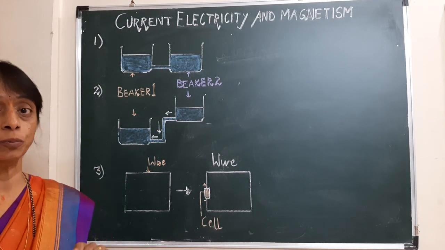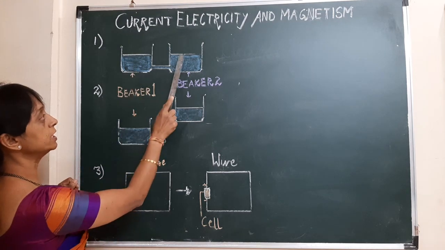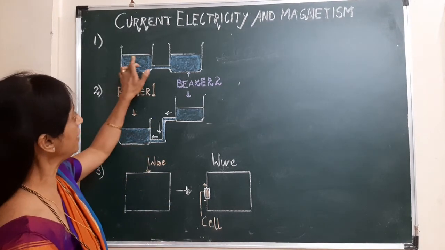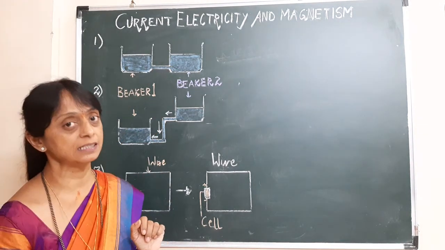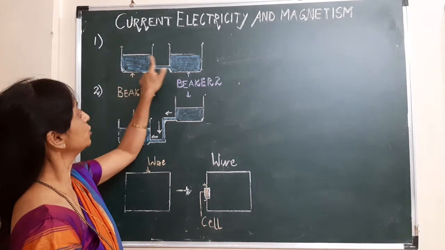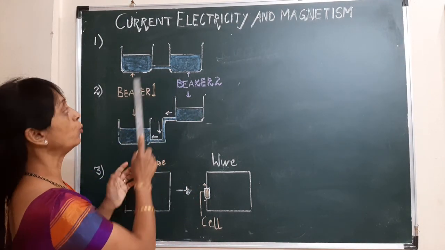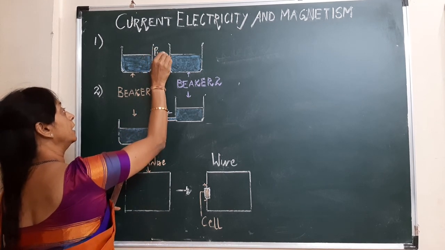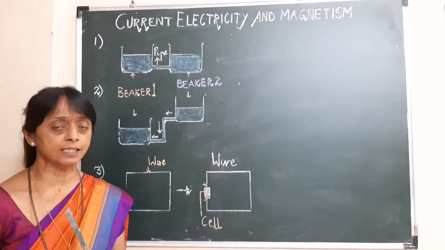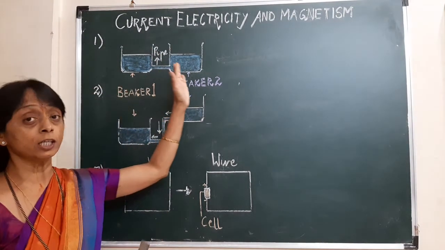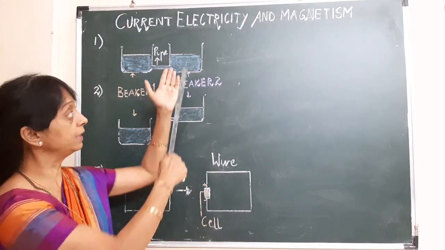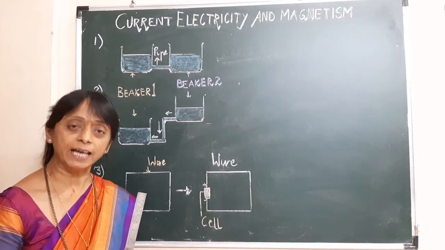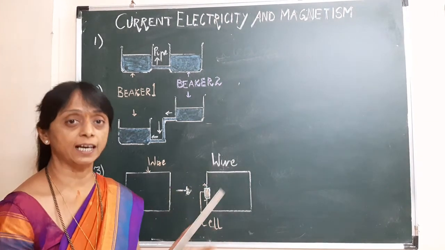Now, in these two beakers, we can see that the quantity of water in both the beakers is the same. The level of water in both the beakers is the same, and the two beakers are connected at the bottom with a pipe. Now, the question over here is, will water flow from beaker 1 to beaker 2, or will it flow from beaker 2 to beaker 1? The answer is no. From neither of the beakers will water flow to the other.